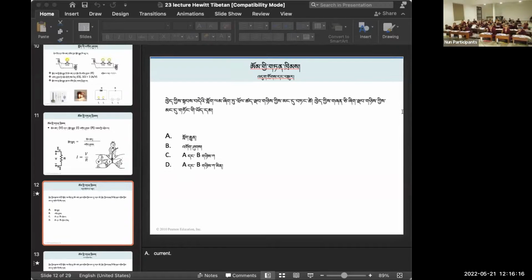Yes. So what happens then to the current if you double the resistance?